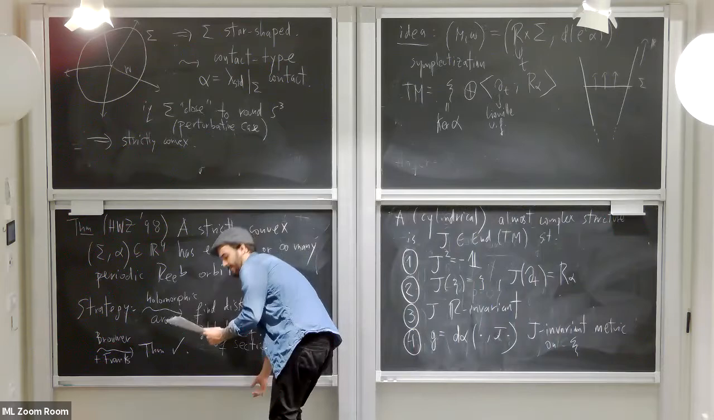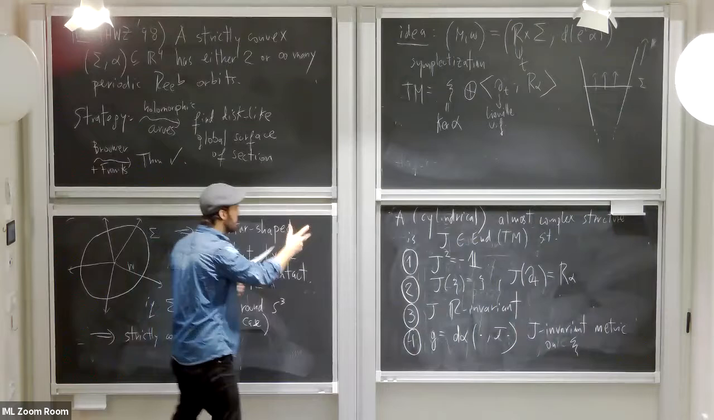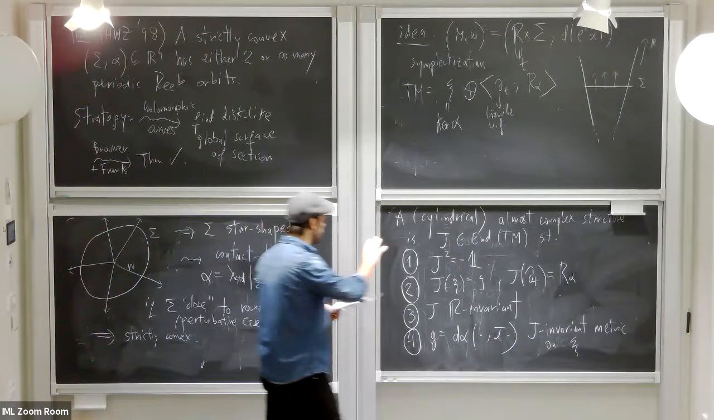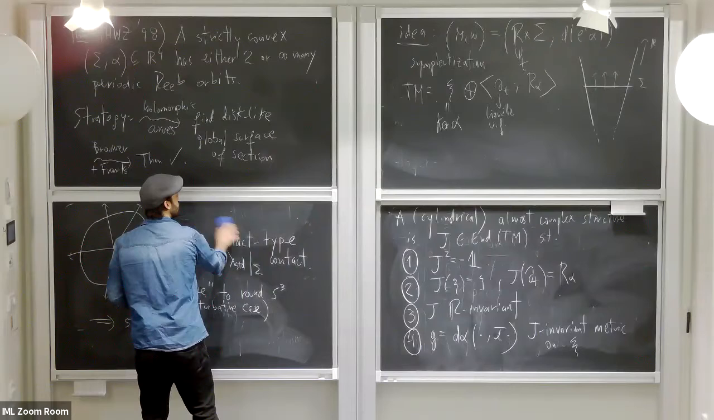So in other words, J is very nicely adapted to the geometric situation. And for this particular class of almost complex structures, we will want to consider holomorphic curves inside the symplectization of sigma. That's the question. Yeah.